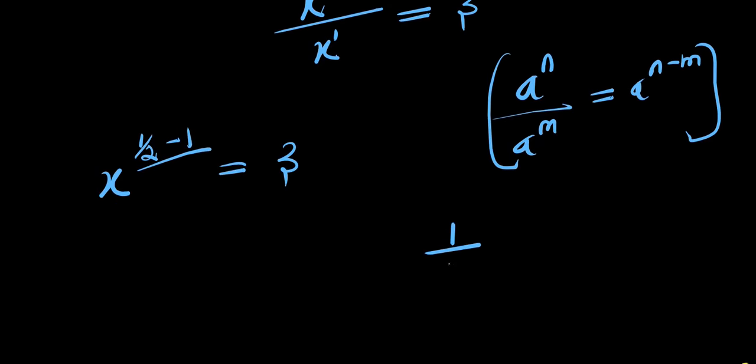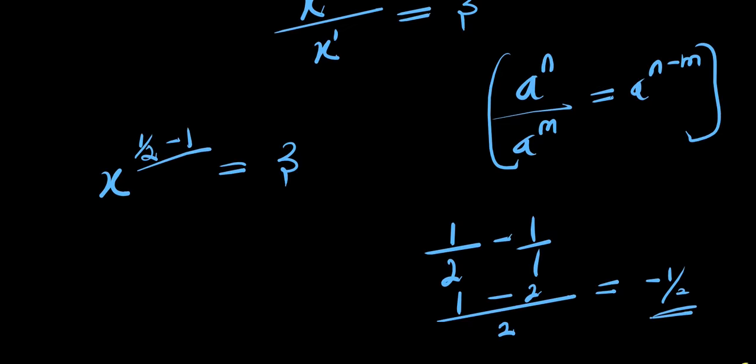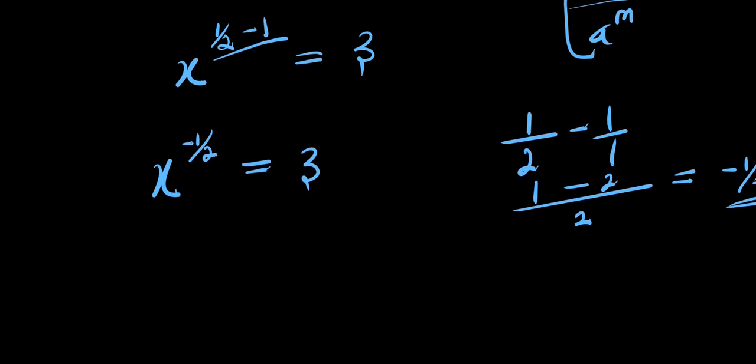You have 1 over 2 minus 1, this over 1. LCM here. So the LCM here is 2. I have 2 divided by 2, 1. 1 times 1, I have 1. Minus 2 divided by 1, 2. 2 times 1, I have 2. So this is just like writing 1 minus 2. This is negative 1 over 2. So that is 1 over 2 minus 1 is negative 1 over 2. I have x power negative 1 over 2 equals 3. So what I can do is to eliminate this by taking the squares.